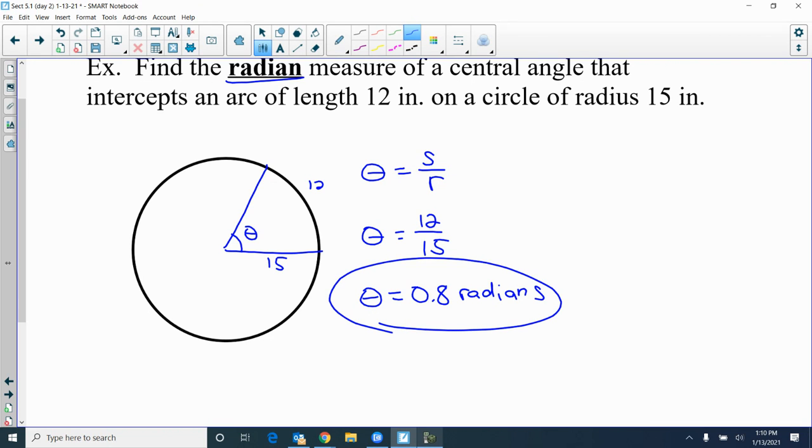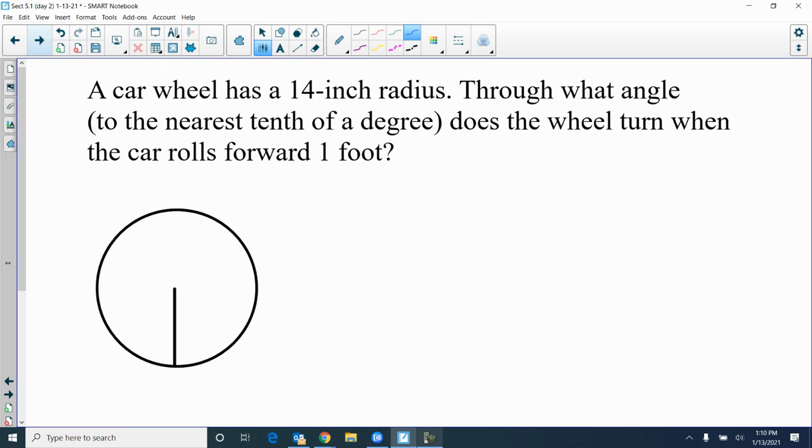And really, a lot of times, unless we're dealing with the unit circle, it doesn't need to be converted to pi. You don't try to convert it in terms of pi. This is perfectly fine.